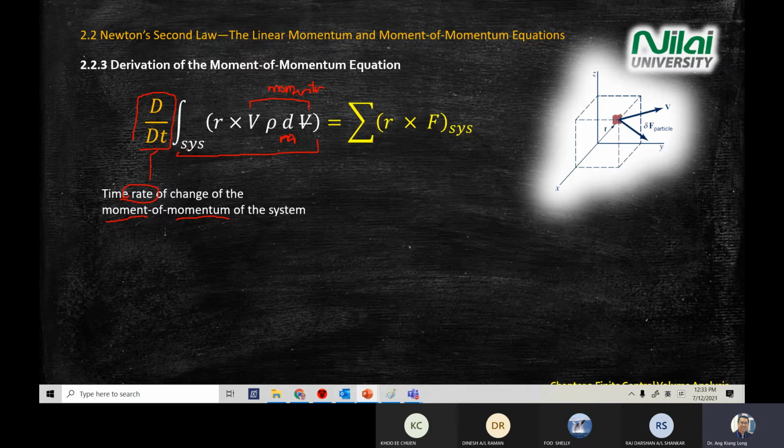This is how you read the equation. d over dt, we read as rate. And you look at the inside content, V rho, volume times density, you get mass. Mass times velocity, you get momentum. R cross, R is an arm. When you take an arm, cross a component, in this case momentum, we read it as moment of momentum.